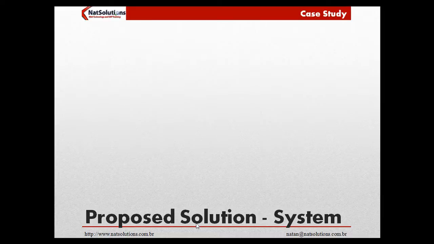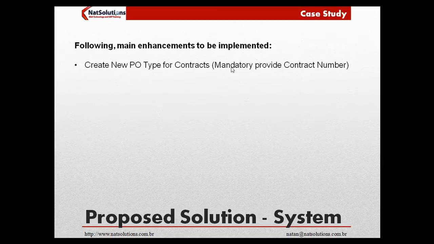And we have a proposed solution in system view. Okay. What are the enhancements to be implemented? First of all, we have to create a new PO type, document type for contracts, where we can set up the system in order to set up contract number as a mandatory field.